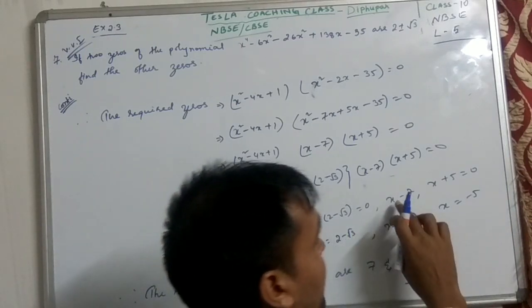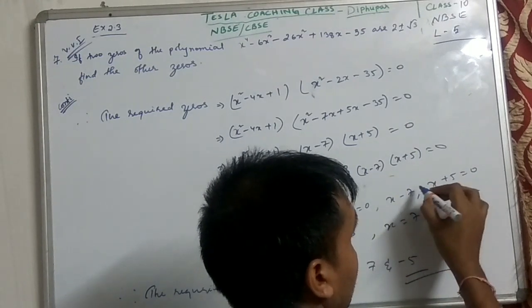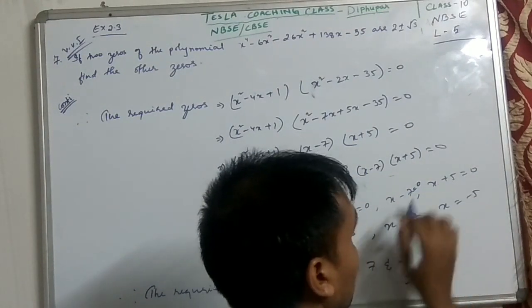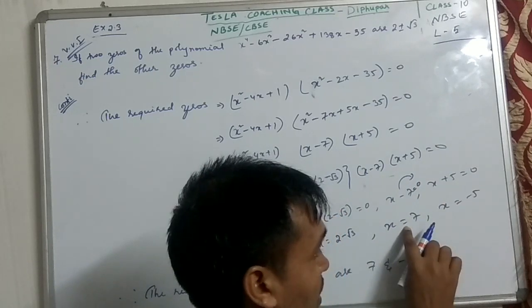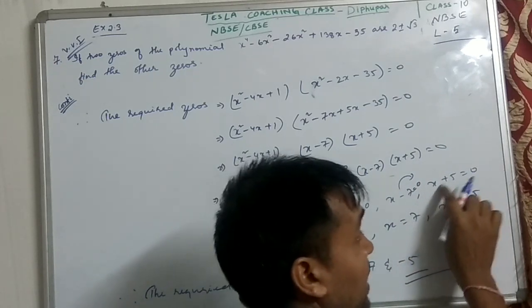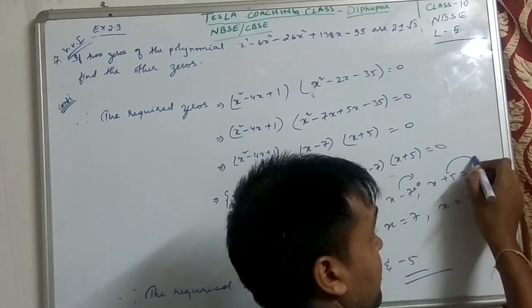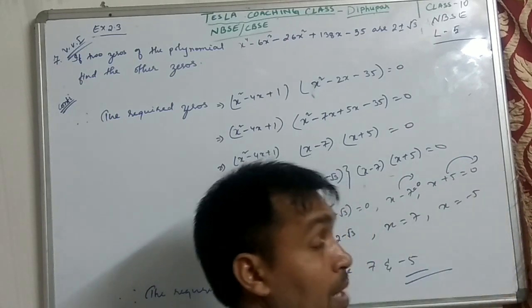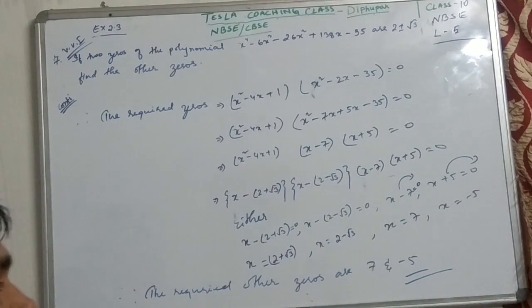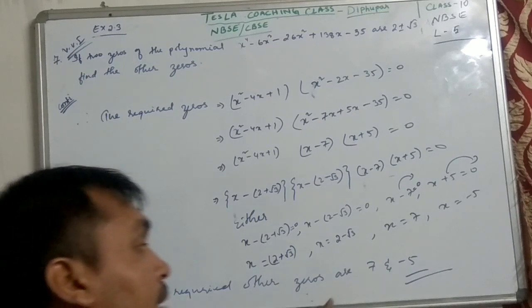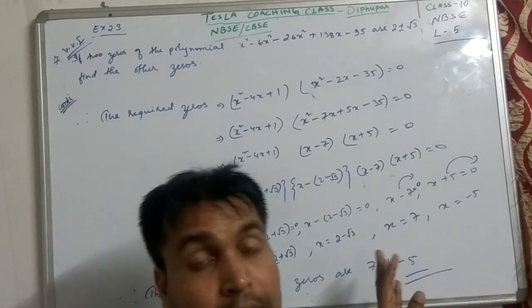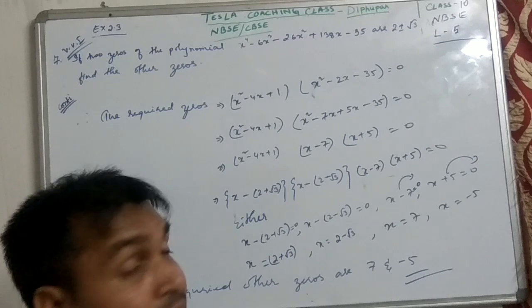Okay, next here it is x minus 7 equal to 0. So if you shift this 7 to this side, it will become x equal to 7. x plus 5 equal to 0: if you shift this 5 to that side, it becomes minus 5. So we got our answer. Therefore the required other zeros are 7 and minus 5. This question is very, very important.